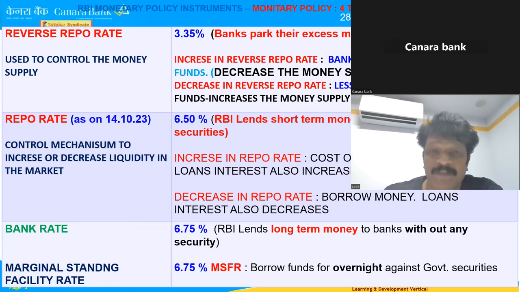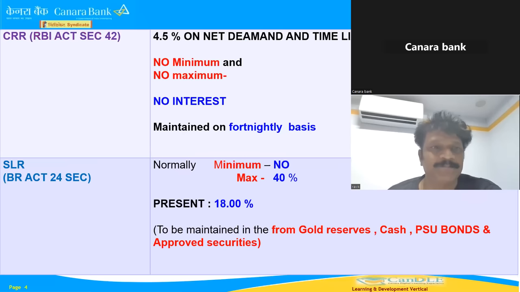That is the reason RBI is giving lesser rate of interest. Then automatic remaining concepts will come into my mind. Okay, this is with regard to reverse repo, repo and bank rate. Now comes to cash reserve ratio and statutory liquidity ratio.